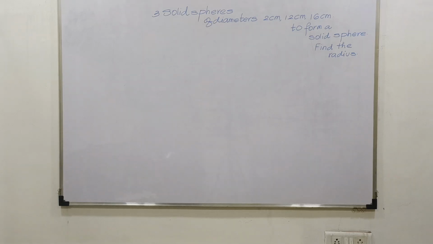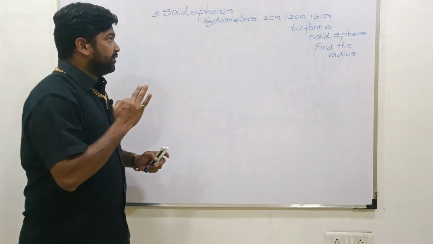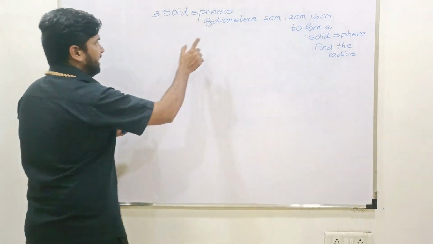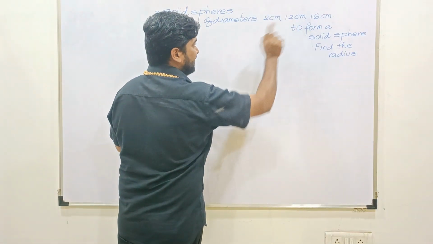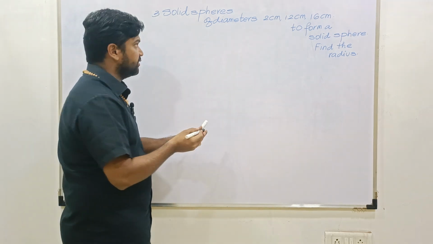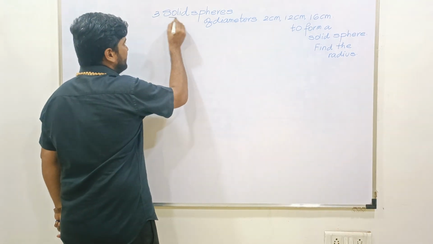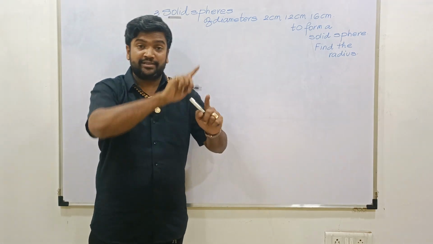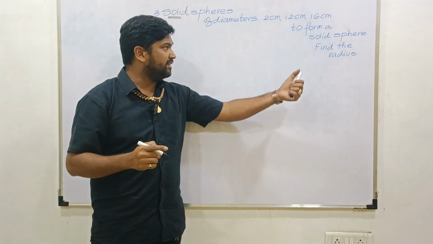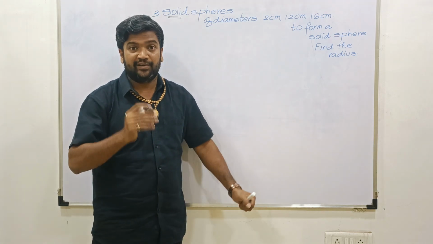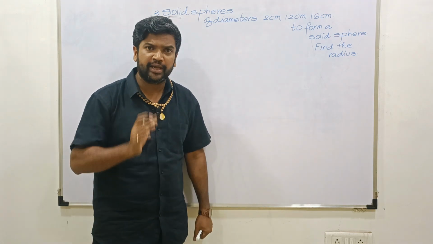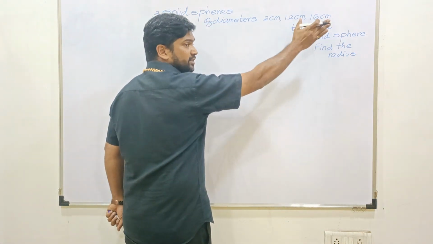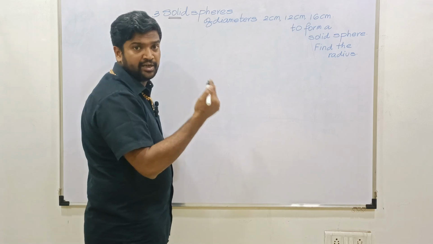Children, one thing, what is given to us? Three solid spheres है मेरे पास, three of diameters 2, 12 and 16 centimeters. Fine children, and these three solid spheres are melted to form a single solid sphere. Find the radius of that resulting sphere. Okay, now see, we got three solid spheres and we got the diameters of every sphere ready.